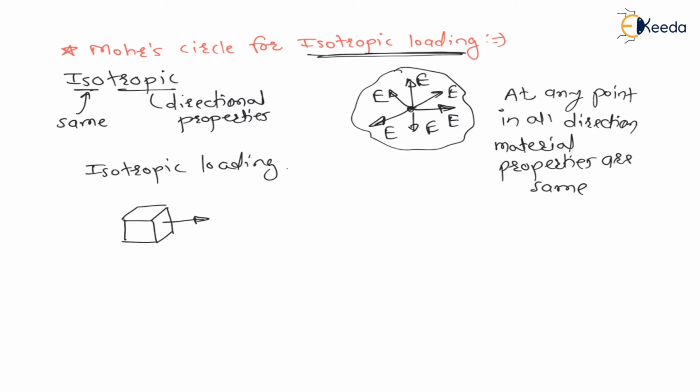Let us consider sigma along the x axis, sigma along the y axis, and also sigma along the z axis. That means sigma x is equal to sigma y is equal to sigma z is equal to plus sigma. Such type of loading is called isotropic loading.